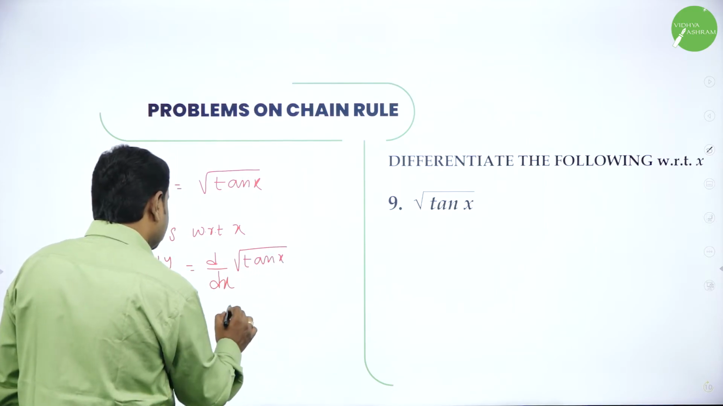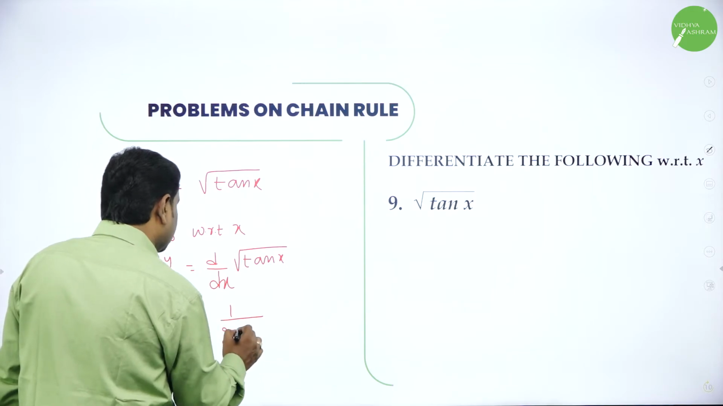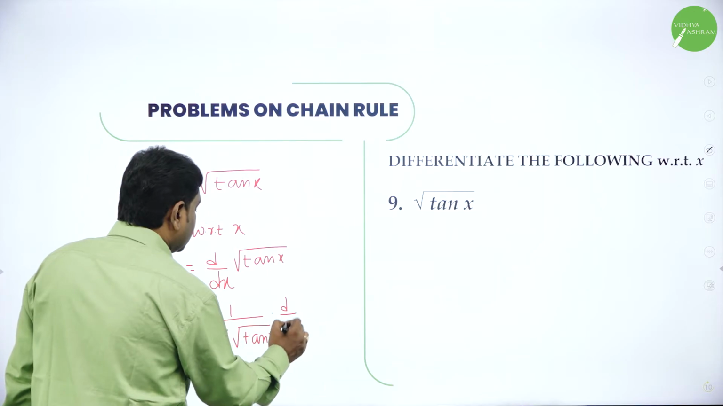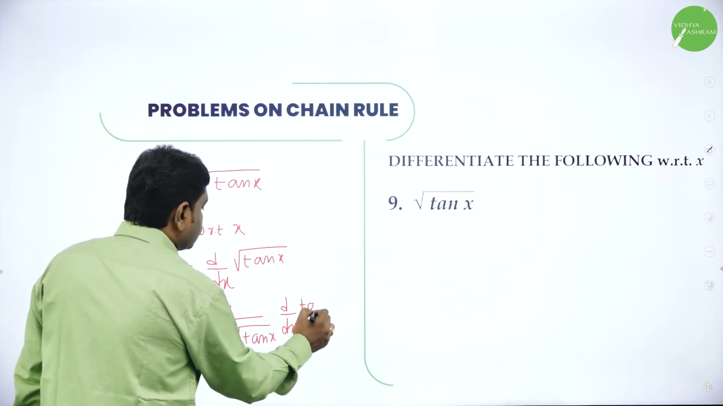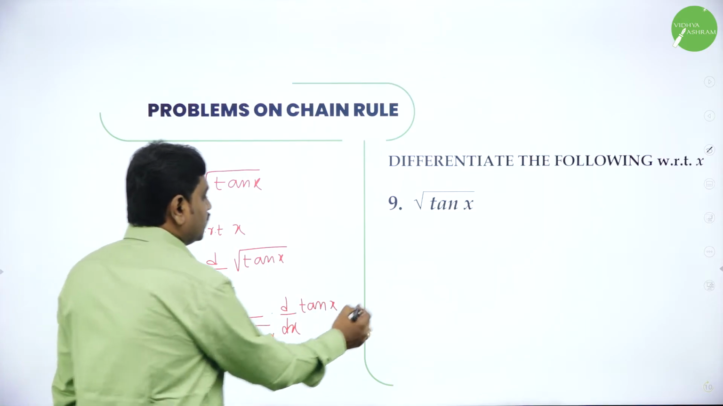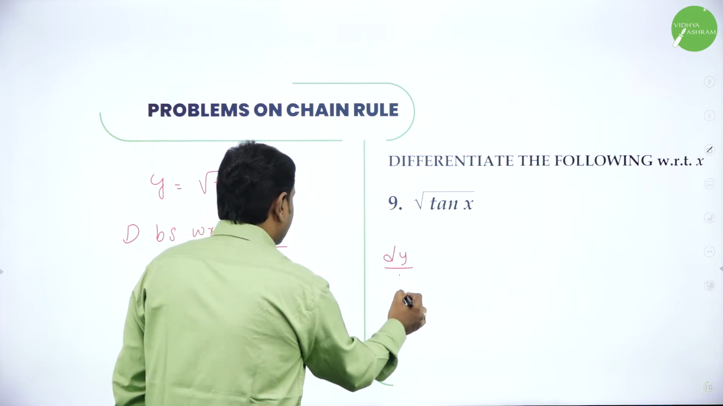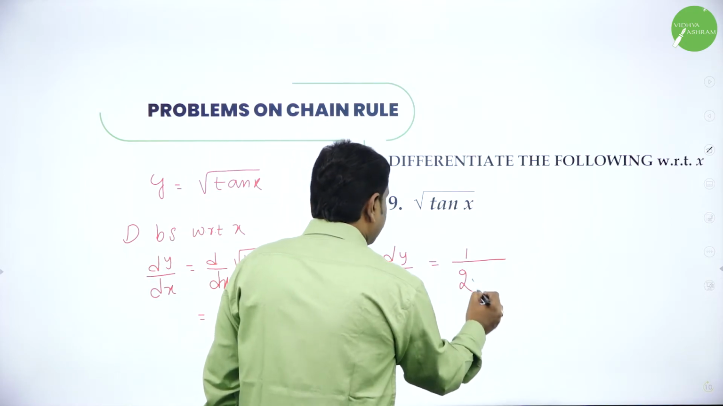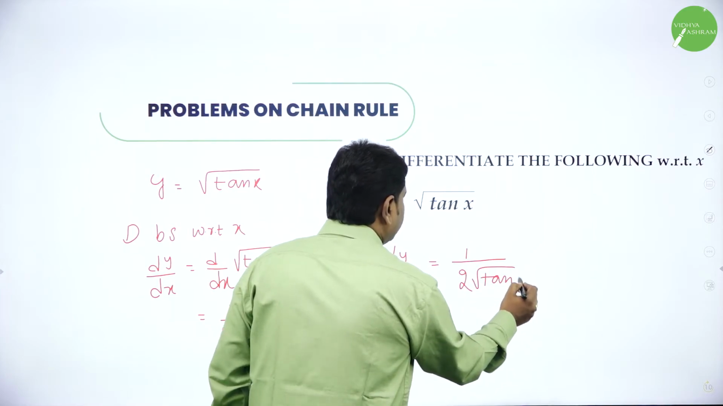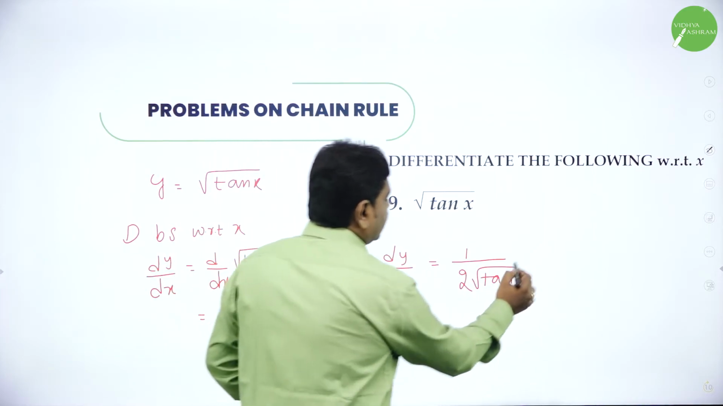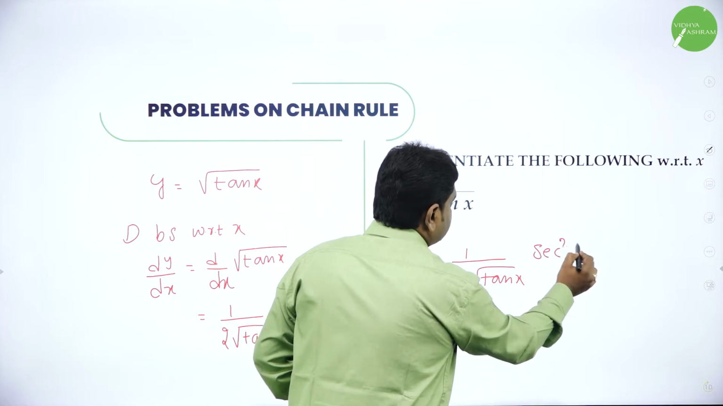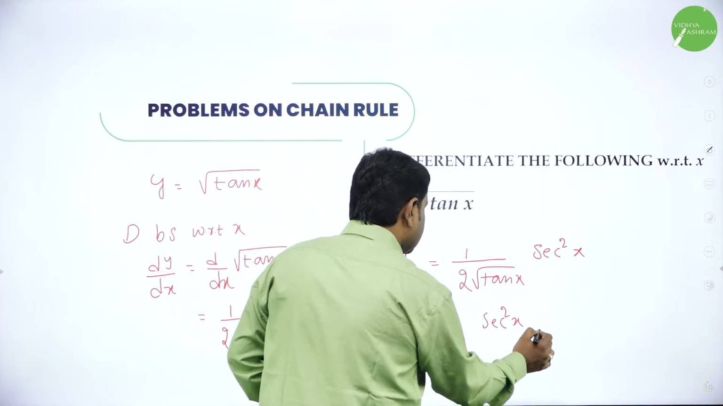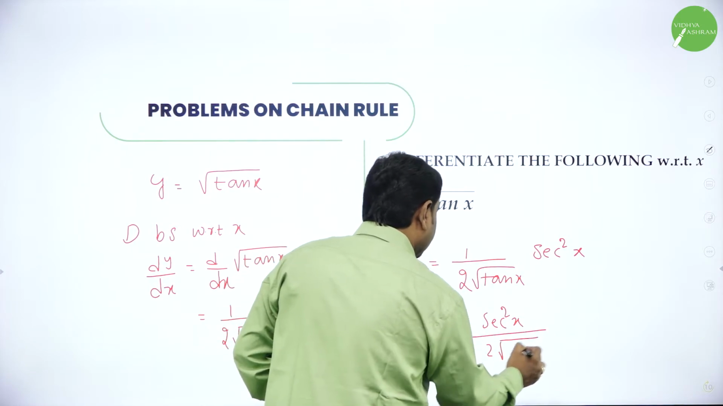Derivative of root tan x is 1 by 2 root tan x into d by dx of the internal function. So what is the internal function? Tan x. So further we'll simplify this. That is dy by dx is equal to 1 by 2 root tan x into the derivative of tan x. What is d by dx of tan x? Secant square x. Further you simplify, the final answer is secant square x divided by 2 root tan x.